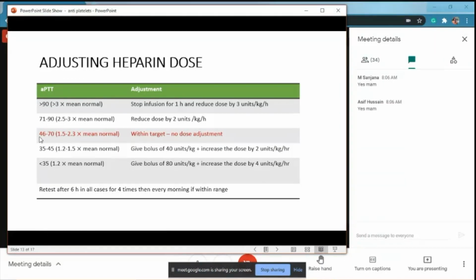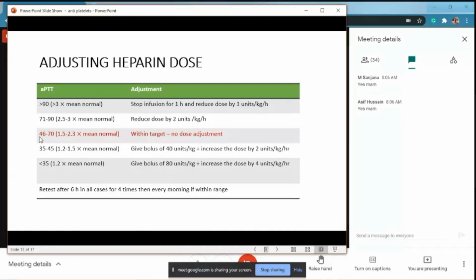Even if you don't remember how many units you have to reduce, the main important thing you have to remember: stop infusion and reduce dose. First thing, stop infusion. Whenever you see above 90, stop infusion for 1 hour and reduce dose by 3 units.